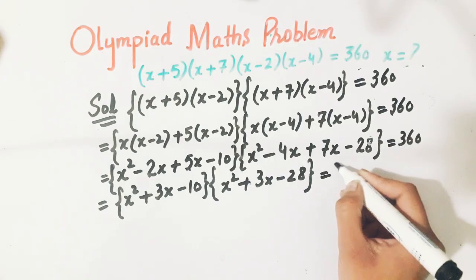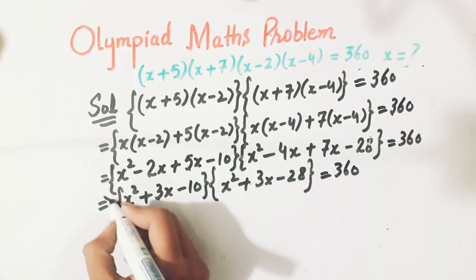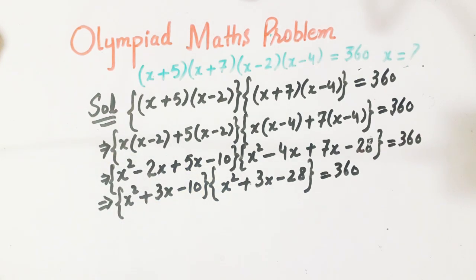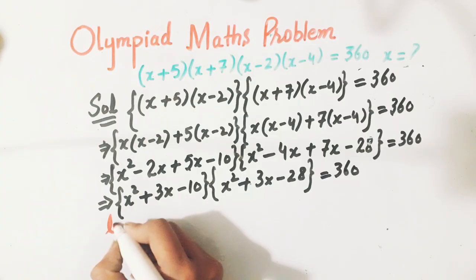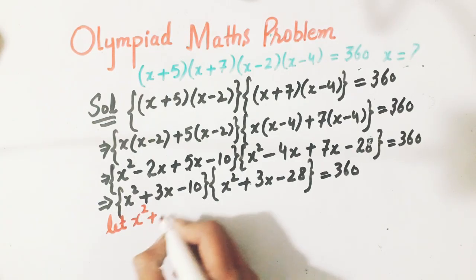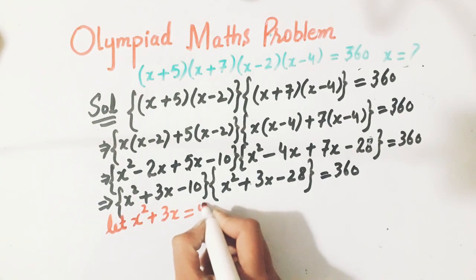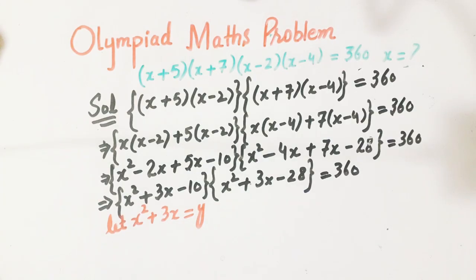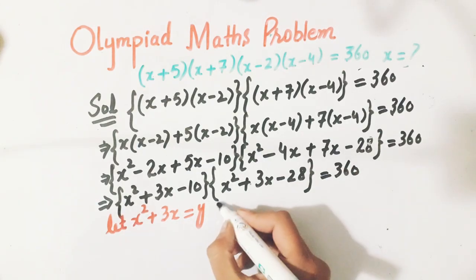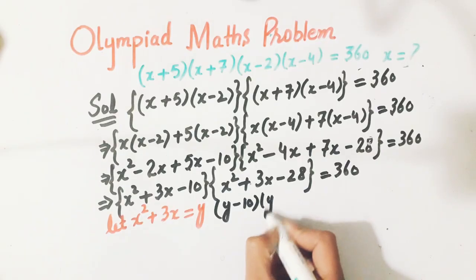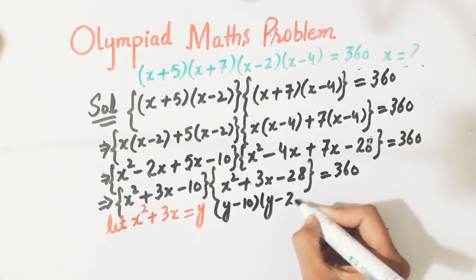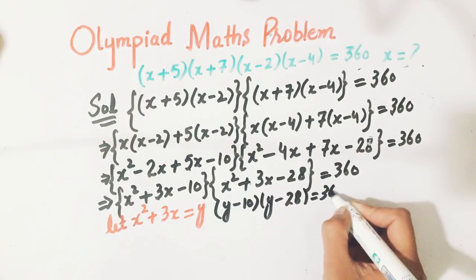Now we will make a substitution here: x square plus 3x equals y. So it will become y minus 10 into y minus 28, and that equals 360.